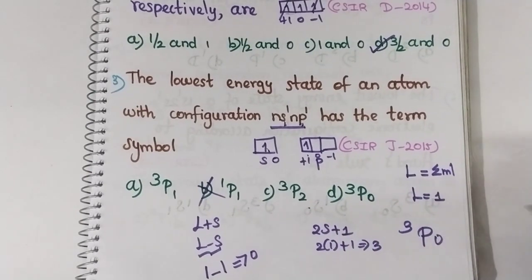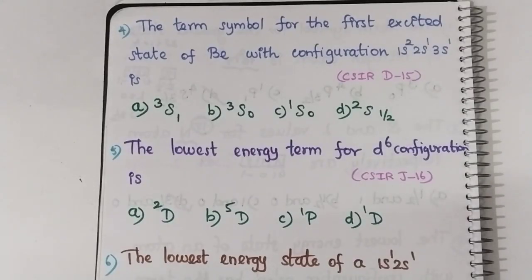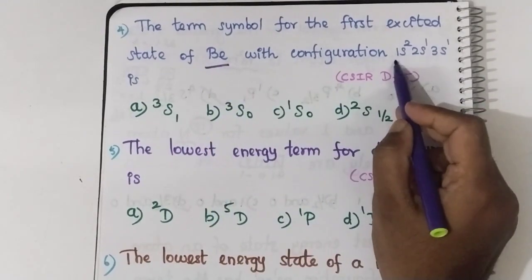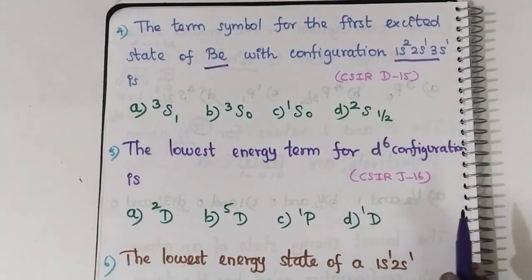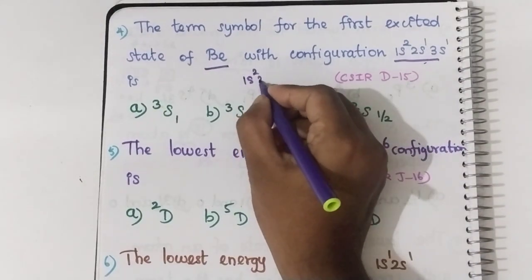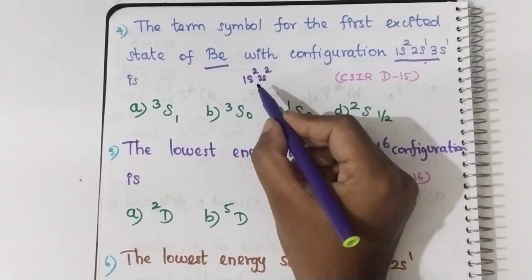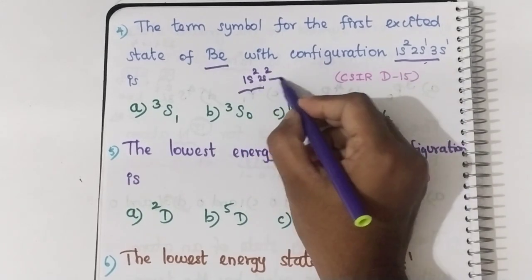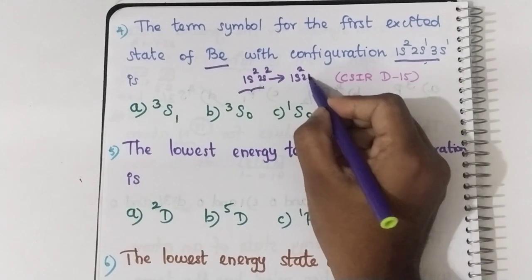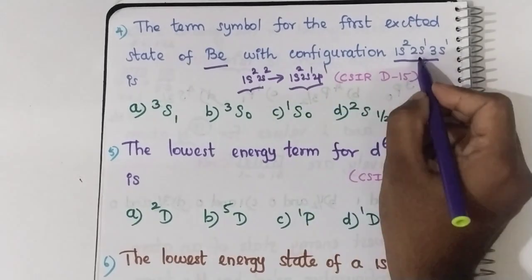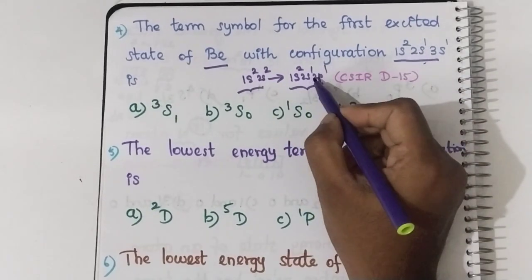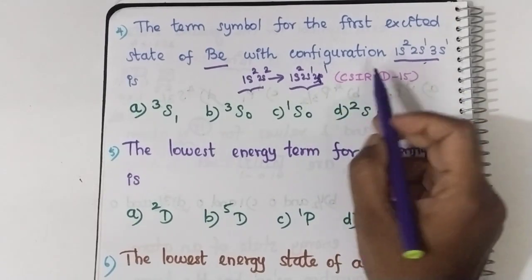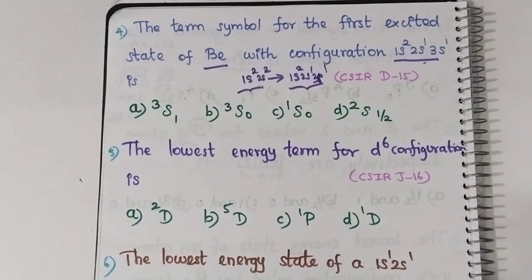Okay, 3P0. Now see the fourth question. The term symbol for the first excited state of beryllium with a configuration. Actually, they have given the configuration also. This is the excited state, right? Because beryllium will have 1s2 2s2, and this is the ground state. In the excited state, it would be like this. This is what they have given: 2s1 and 3s1. They have given the configuration as 3s1. Now you are going to find out the term symbol for this.